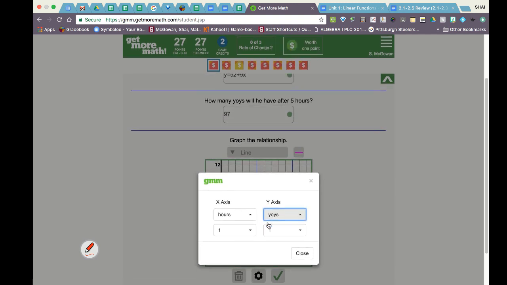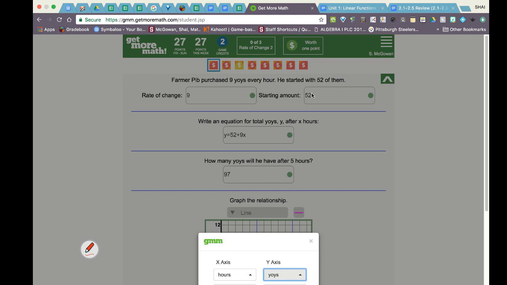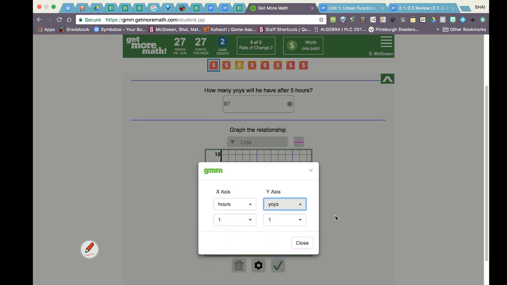Now this is going to ask how you want the increments to go. Well, hours are by the hour, so we'll just leave that going up by 1. But on the y-axis, we start with 52 of them, so we need to have this big enough to cover 52. Right now it's only going up to 12.